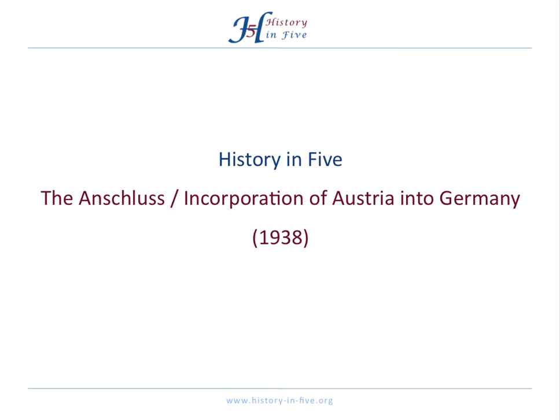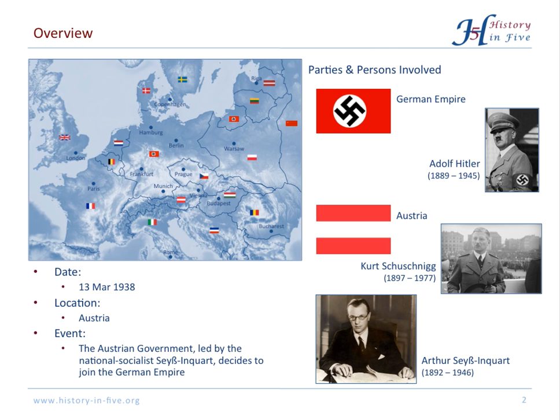This video is about the Anschluss, the incorporation of Austria into Germany. The important date was the 13th of March 1938. The Austrian government, led by the National Socialist Seyss-Inquart, decided to join the German Empire. Important was also Kurt Schuschnigg, the former Austrian Chancellor, who tried to prevent the Anschluss.